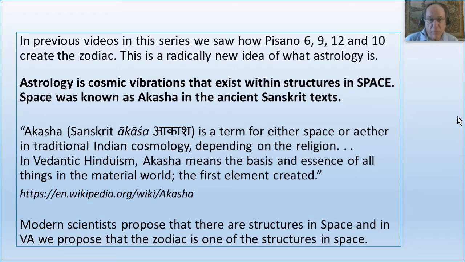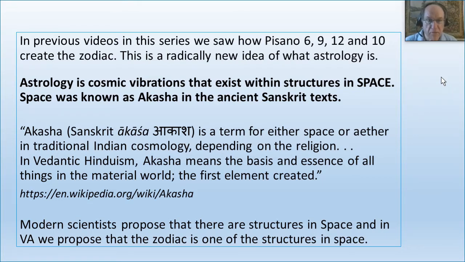So I have in bold here a definition of astrology, that astrology is cosmic vibrations that exist within structures in space. So there are vibrations, and the vibrations exist in something called space. Now, space was known in ancient times in the Asian continent, roughly where India is now, as Akasha. And I'll read a quote from Wikipedia about Akasha.